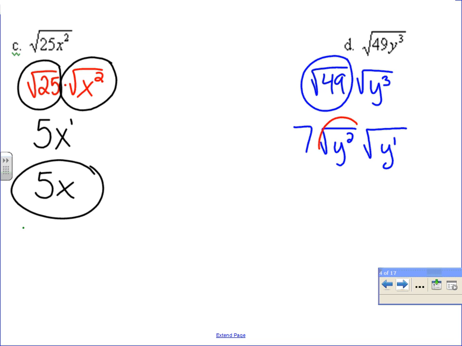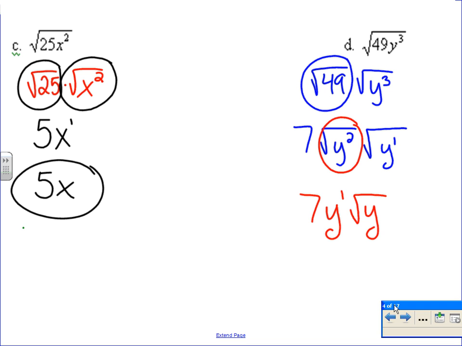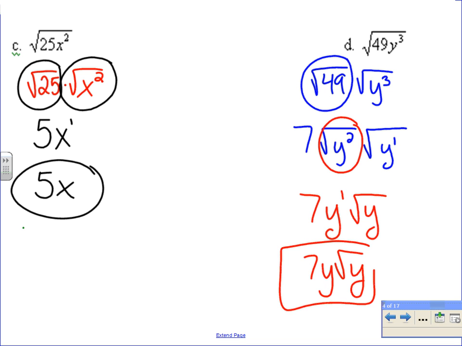Circle what's perfect. Square root of y squared is the perfect square. When you have an even number exponent, take the square root, divide the exponent by 2, so that's going to be y to the first, because 2 divided by 2 is 1. Rewrite square root of y, so your final answer is 7y, square root of y, and again, that is completely simplified.